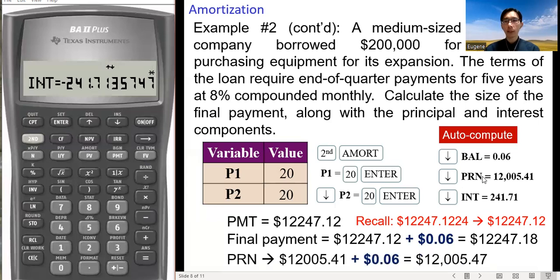We also need to adjust the value of the PRN. The calculated value is $12,005.41 plus the 6 cents. So the correct answer for PRN in this question is $12,005.47. We don't need to do any adjustment for the interest. $241.71 as obtained from the calculator.